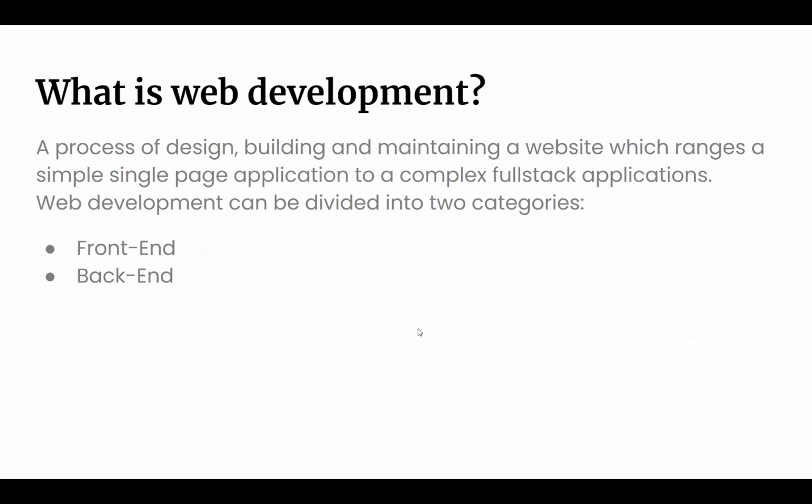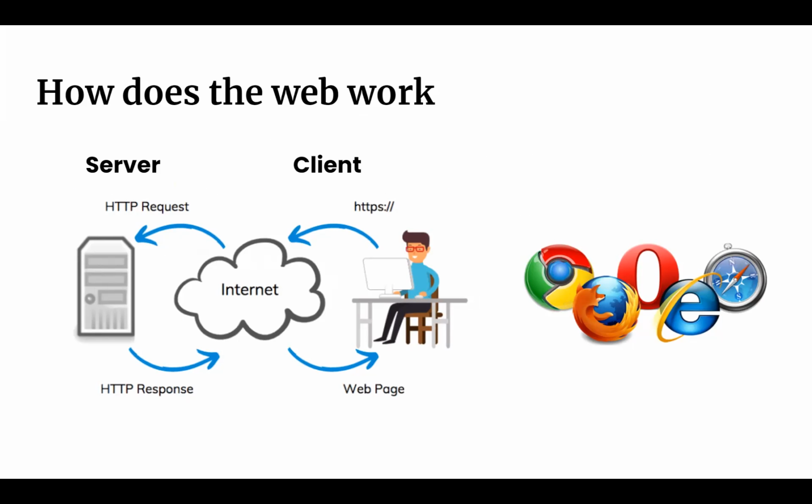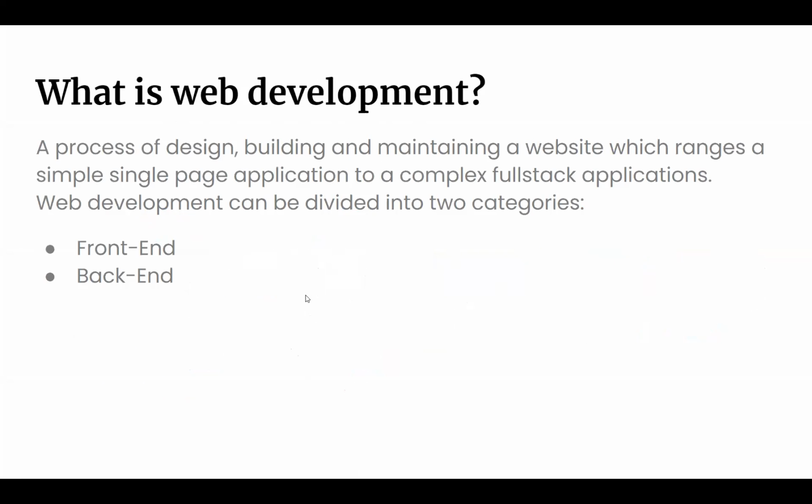What is web development then? If you remember, we talked about how the web works, and this is the backend or server side, and this is the front end and client side. Now, what is web development? I think I can just read this because it's a very important text. It is a process of designing, building, and maintaining a website, which ranges from a simple single-page application to complex full-stack applications. Web development can be divided into two categories, front-end and back-end. And if you have both together, you might be considered full-stack.